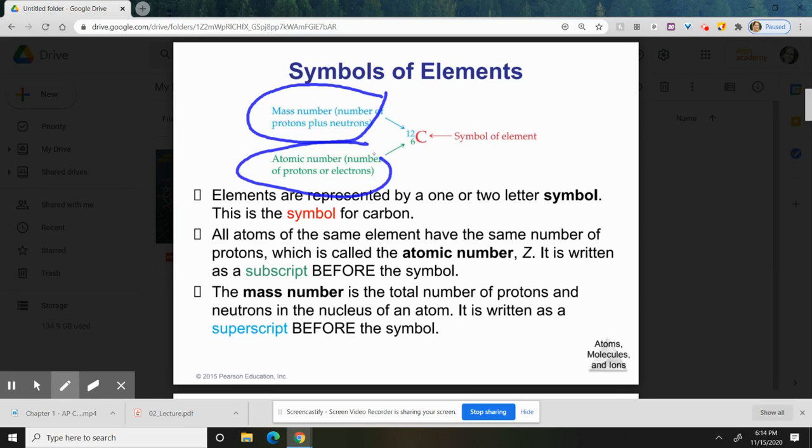So one notation you might sometimes see is the atomic number, sometimes referenced as Z. So if you're asking what's the Z for an element, that's just asking what the atomic number is.